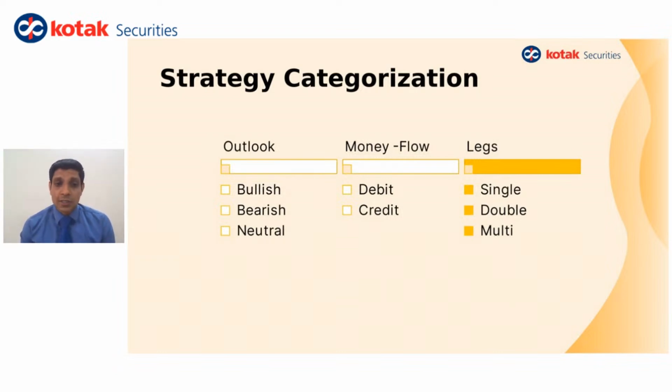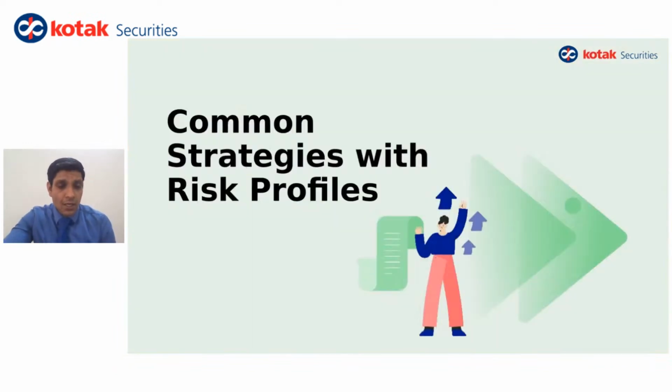First you determine the outlook, then you determine what kind of risk you want to take, and then finally you decide the leg of the strategy, depending on whether you want to hedge the position, or depending again on the outlook, whether it's neutral, bearish or bullish. So it all depends on all three of these interconnecting factors. So let's see what are the most common strategies with their risk profile.